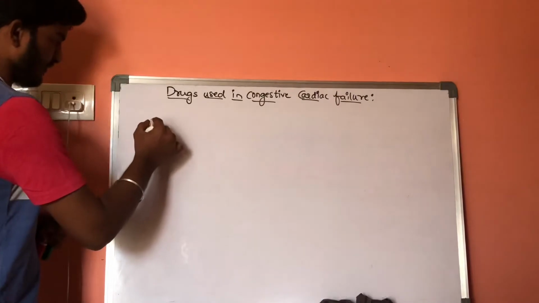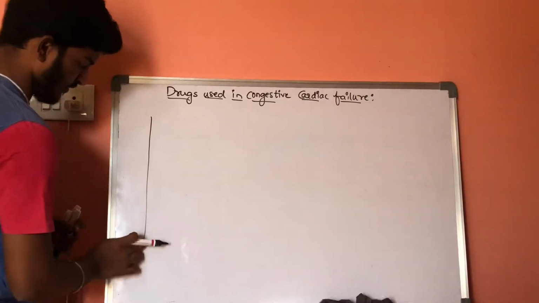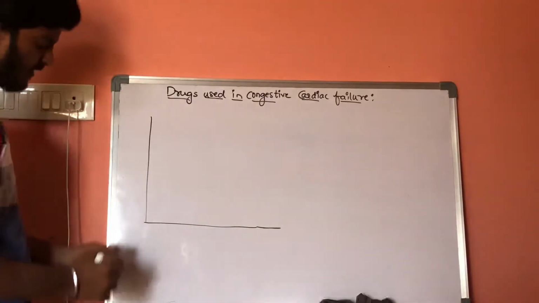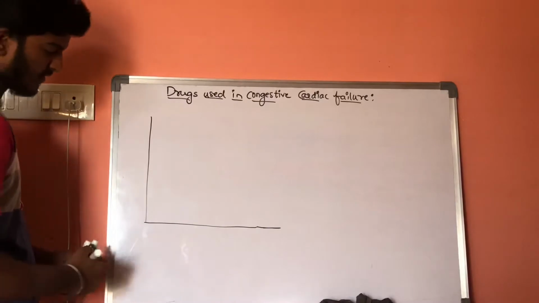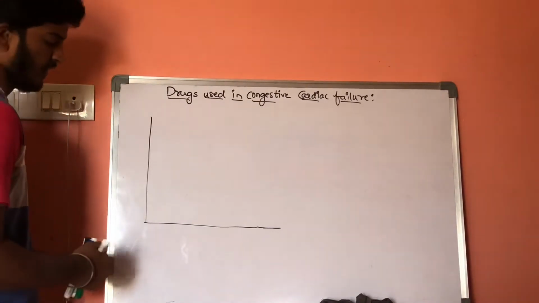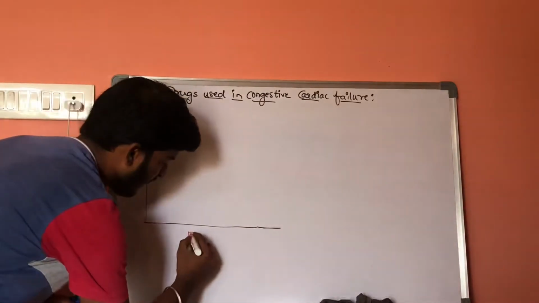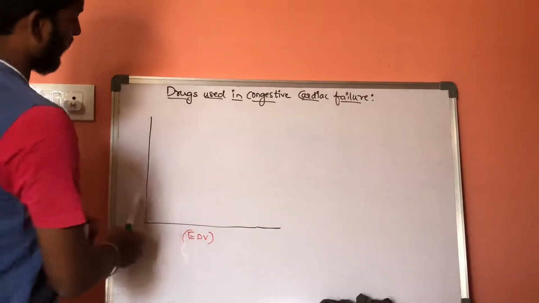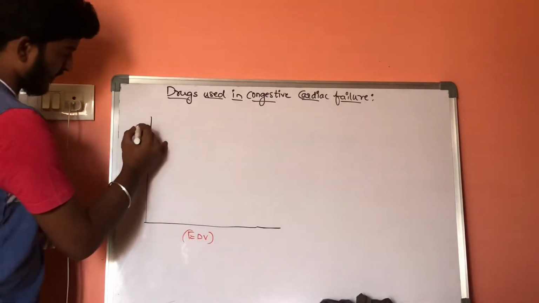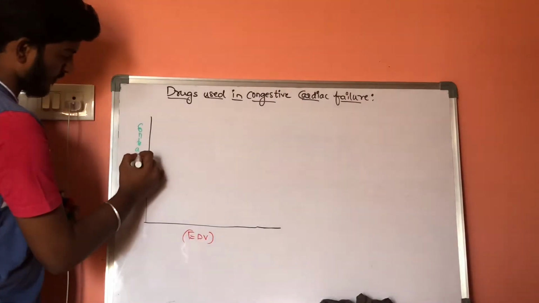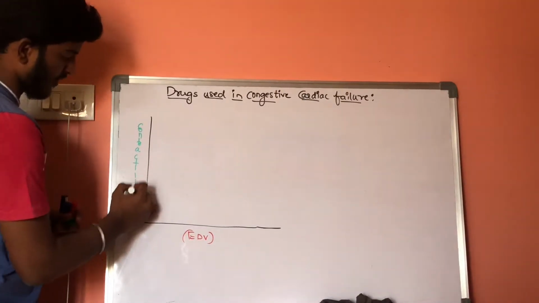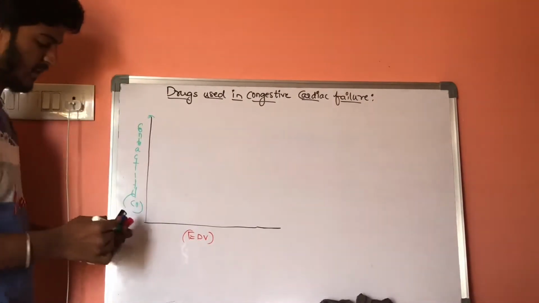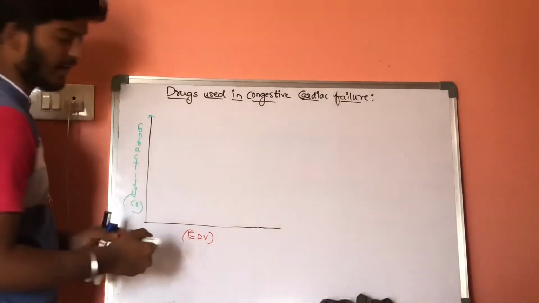Let us consider this is a normal graph. Here, the x-axis includes end diastolic volume, whereas the y-axis includes contractility. Contractility is nothing but the cardiac output.